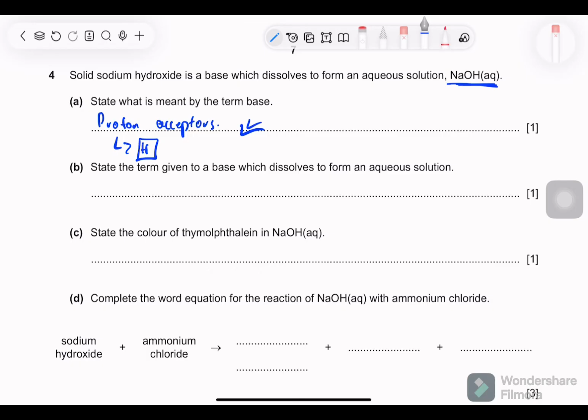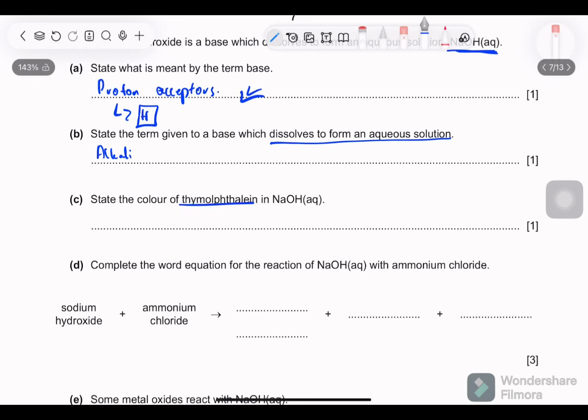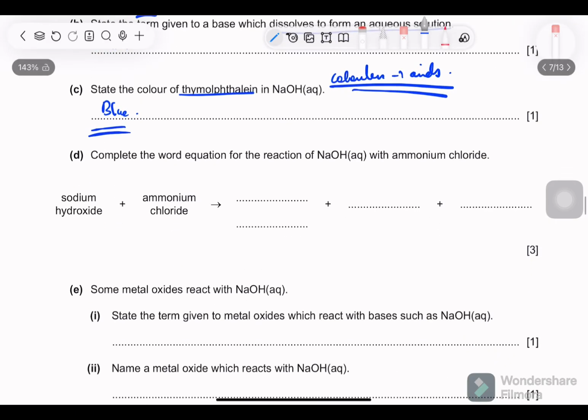State the term given to a base which dissolves to form an aqueous solution. We know what it is. It is an alkali. The bases which are soluble in water and make an aqueous solution are called alkalis. State the color of thymolphthalein in NaOH. Thymolphthalein is blue in alkalis and colorless in acids. You need to remember this. Complete the word equation for the reaction of NaOH with ammonium chloride.